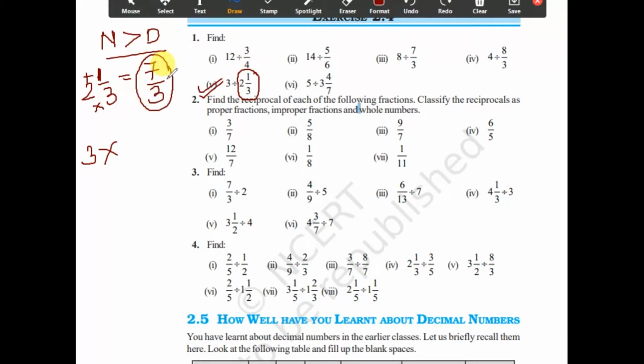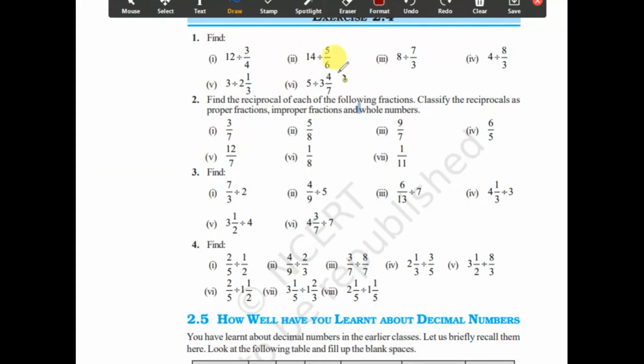So now I am getting 7 by 3 for this, but I have to take the reciprocal of this number, so I will write 3 and 7. Again you see there is no common factor, so I will simply multiply and write the answer. So the answer is 9 by 7. Same you have to do in this one.